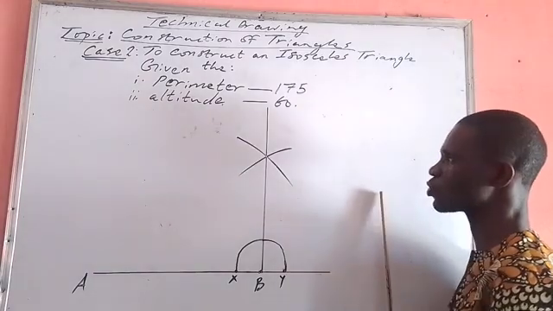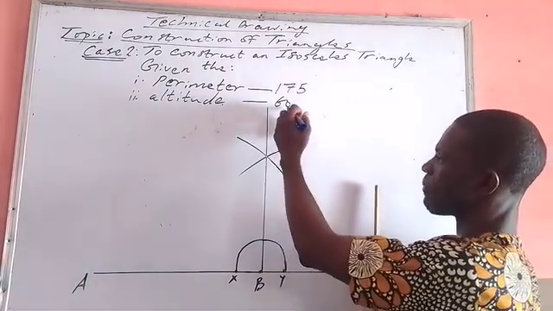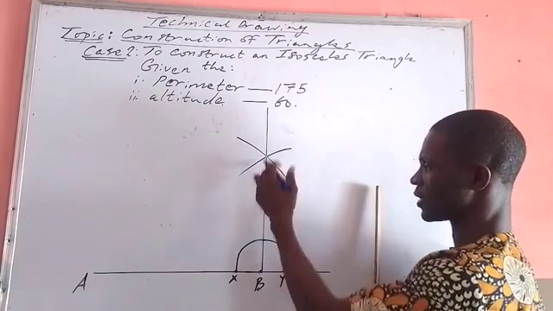The next thing we are going to do is take a measurement of 60 millimeters on this line.